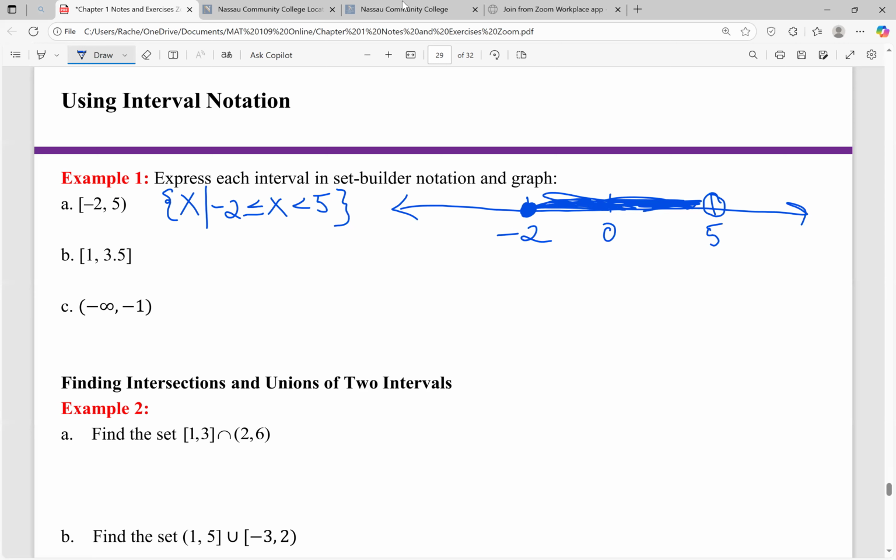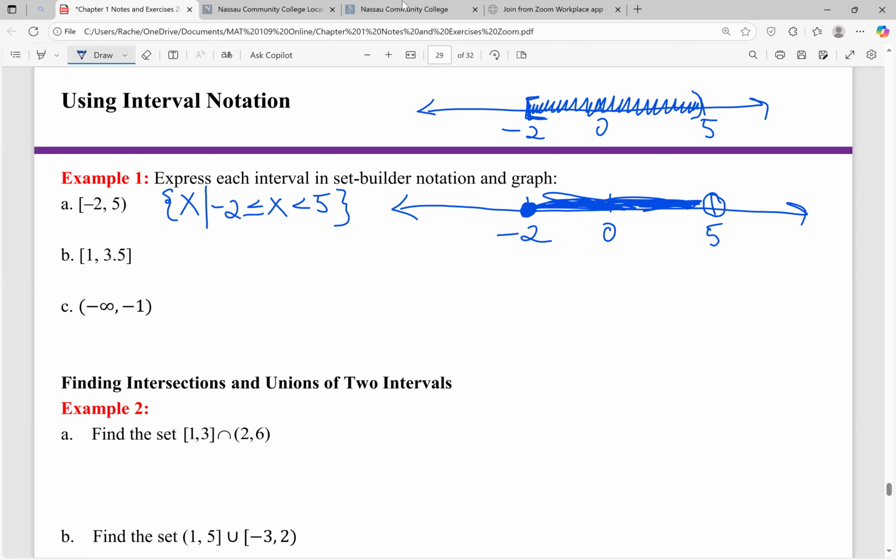The other way we might sometimes see this is, instead of using the open and the closed circle, we can also use the actual bracket or parenthesis on the graph. So you see how on the left side, -2 is included. So I'm putting a square bracket on the -2, and then I'm going to shade all the way to 5, but I put an open parenthesis on 5. So that's another way you might see it graphically also.